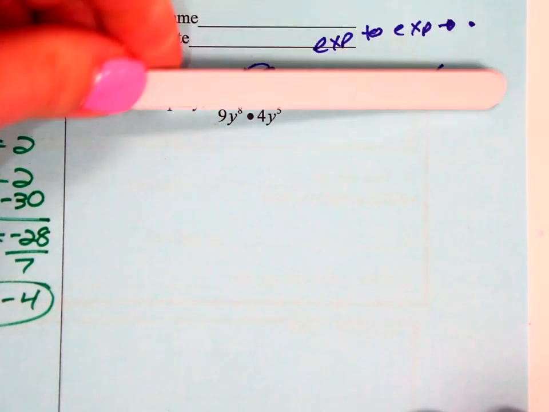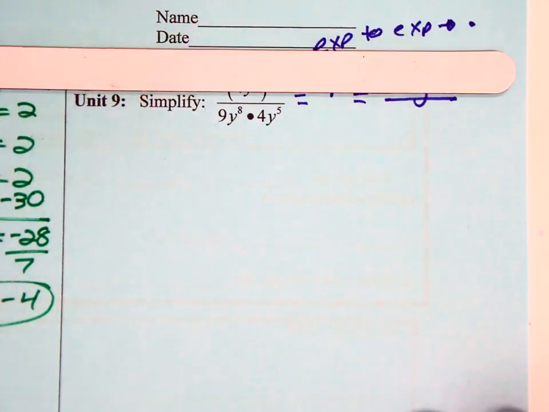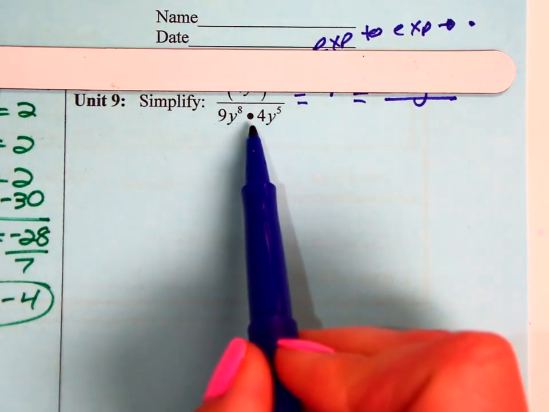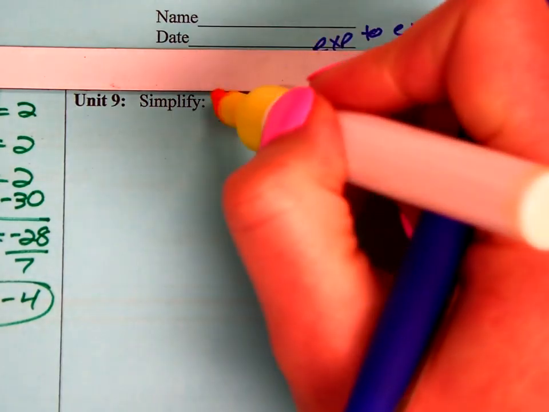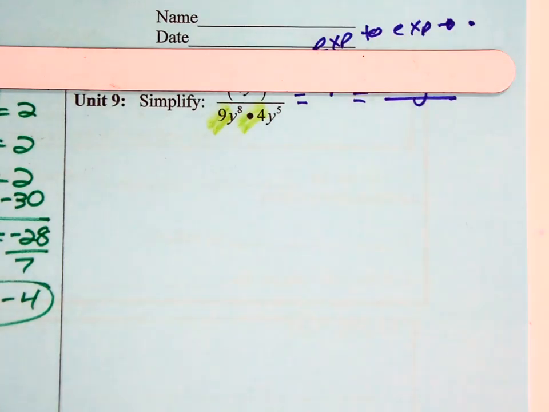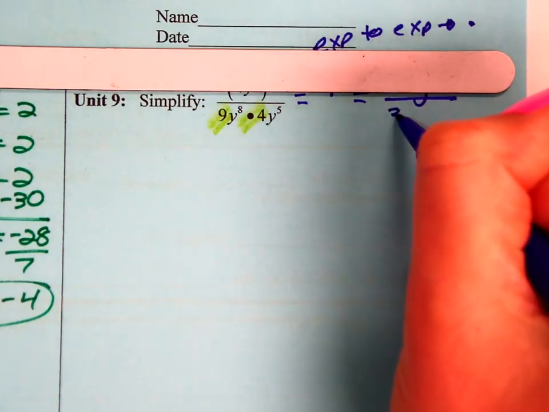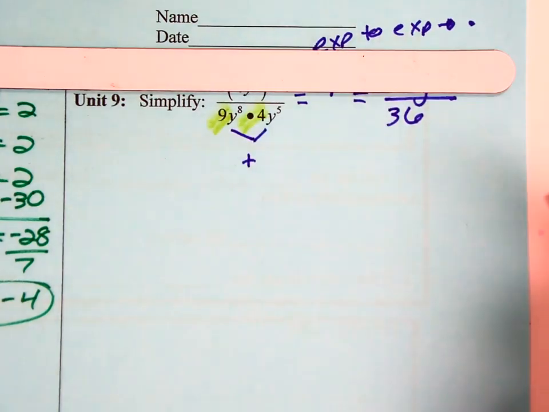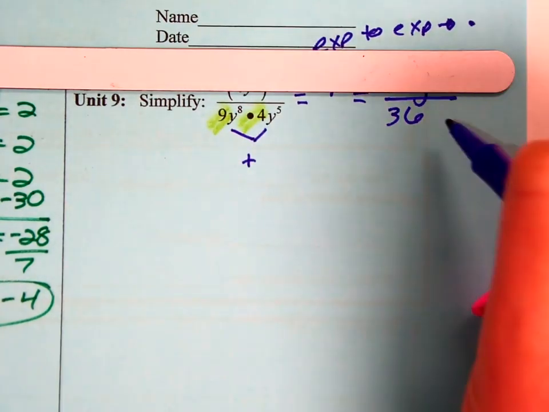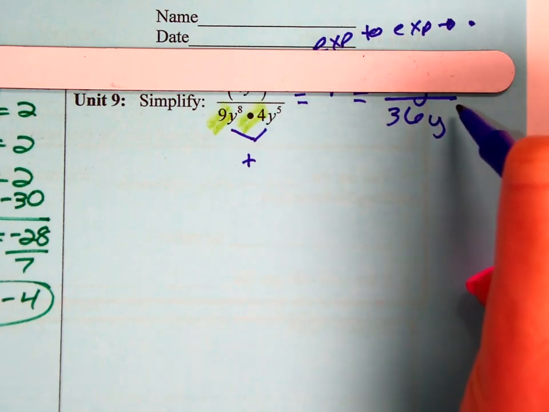Now I can ignore the top of my fraction and only look at the bottom. Well, now we've got multiplication between them. So again, we're going to do the regular thing with the regular numbers. So 9 and 4 are my regular numbers. We multiply 9 times 4 and we get 36. And now, because it's multiplication, we add our exponents. So 8 plus 5 gives me y to the 13th.